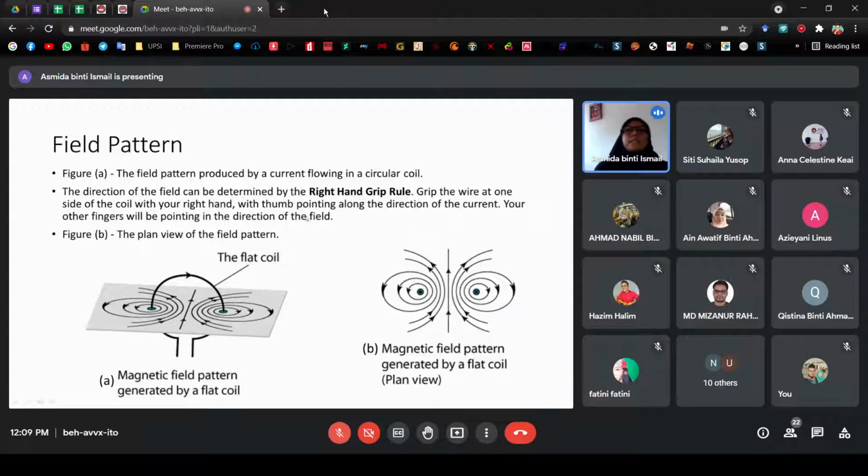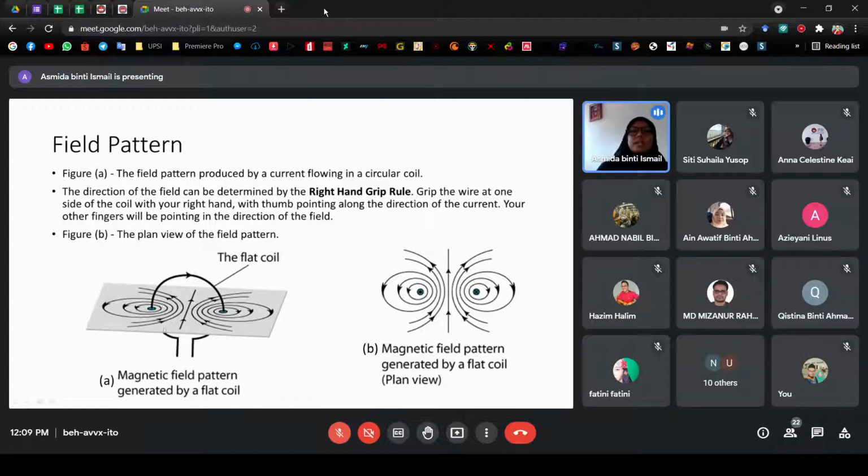The field pattern, okay. So actually, this is same as the previous one, sama je dengan yang previous tadi. Kalau ada satu root pun, but this one, coil ni is a circular coil. So how to find the direction of the magnetic field ni sama je dengan yang you guna before this. This is by using the right hand grip rules.